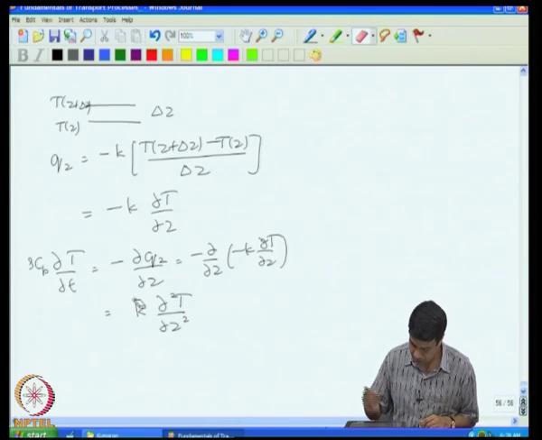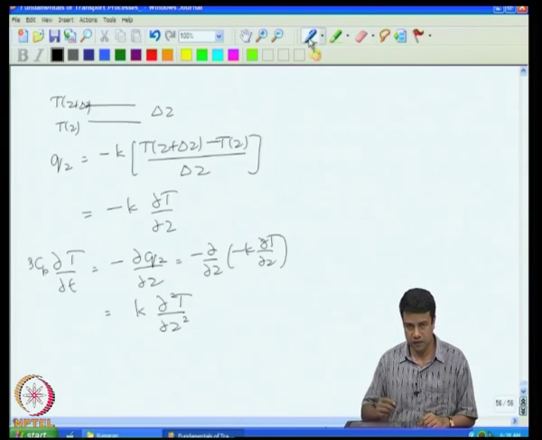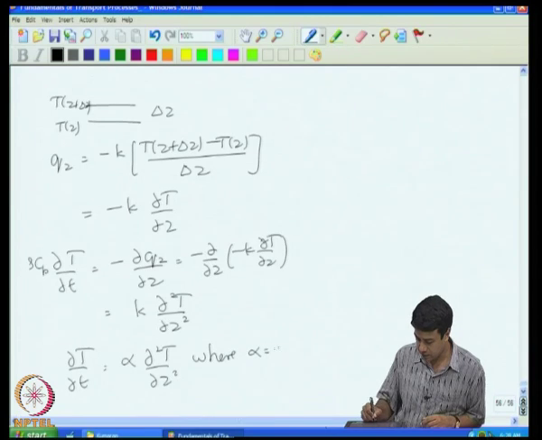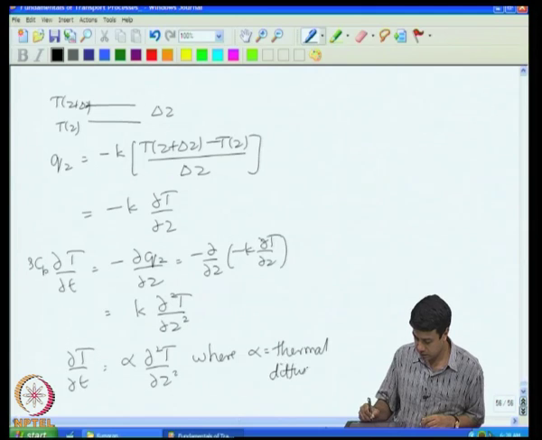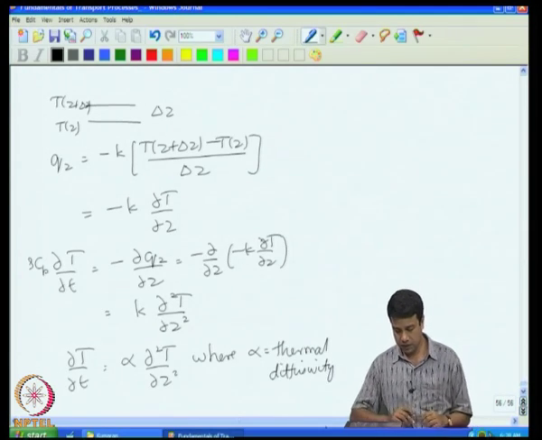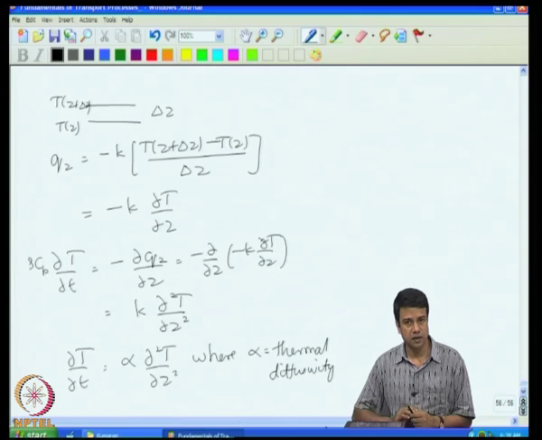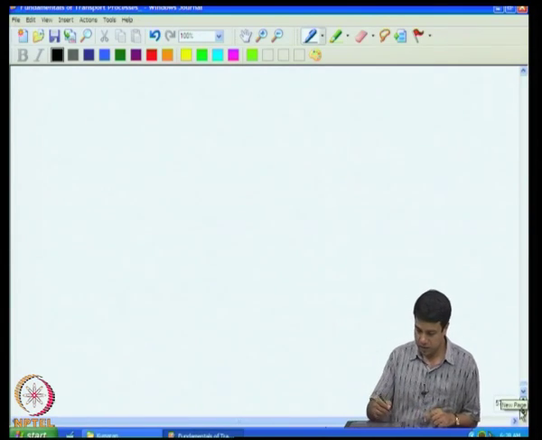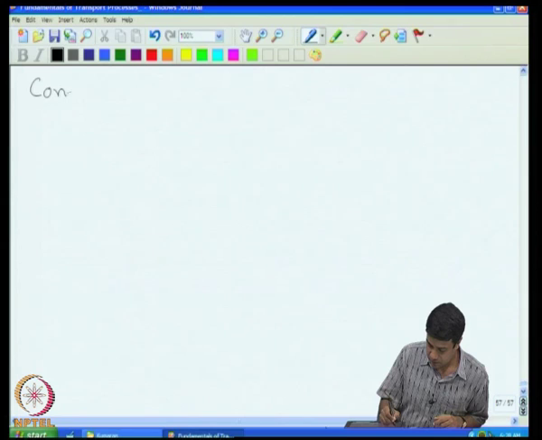Let me take that out. This is the diffusion equation for heat. I could divide by rho Cp and I will get dt by dt is equal to alpha d square t by dz square, where alpha is equal to thermal diffusivity. So, this is the unsteady diffusion equation that you would use for solving one dimensional problems for the variations of the temperature. How about the concentration diffusion?